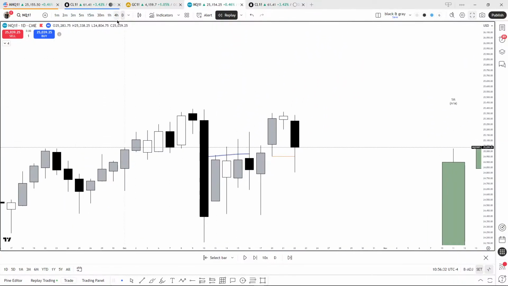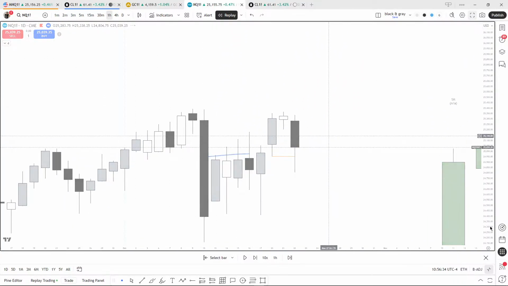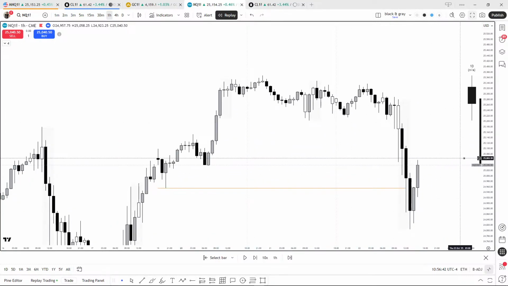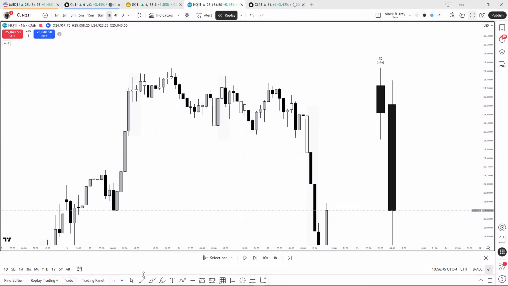So going on hourly. Come on. Why is this slow? Alright, so what do we got? Within that C2, what do we have? A change in state. Another change in state. Alright, so what do we got? This is the protected high. This is the protected next relevant swing.